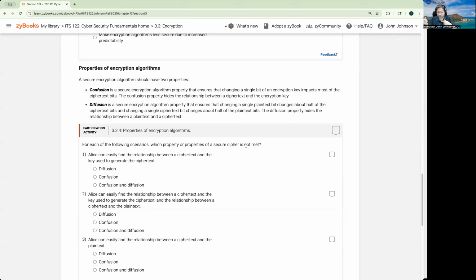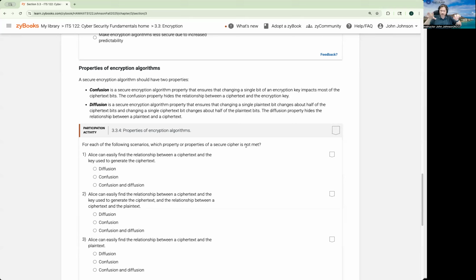So that's the property of confusion. The other one we're going to talk about here is diffusion. Diffusion is a secure encryption algorithm property that ensures that changing a single bit of plain text changes about half of the ciphertext. You've got your plain text over here, your ciphertext over here, and you're using a key to do the transition. If one little bit over here changes, when you apply that key to it, it should affect at least half of the bits in the ciphertext that comes out.